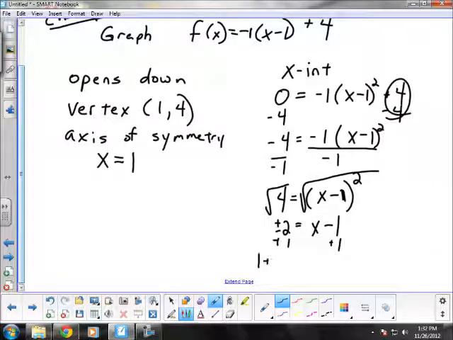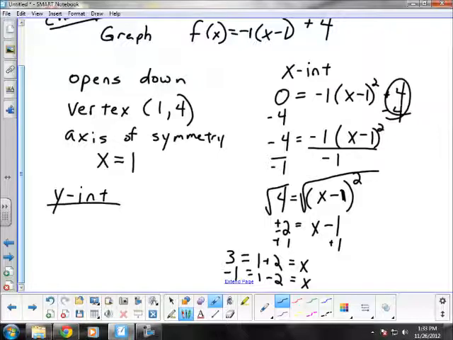So I've got 1 plus 2 for one answer, and I've got 1 minus 2 for the other answer. And then you just solve them. So x is 3, and x is negative 1. And then my y-intercept, I find by replacing all the x's. So f of x is equal to negative 1 times 0 minus 1 squared plus 4.